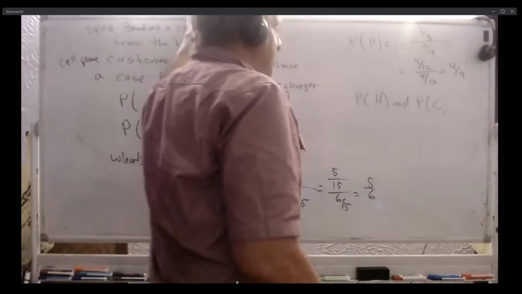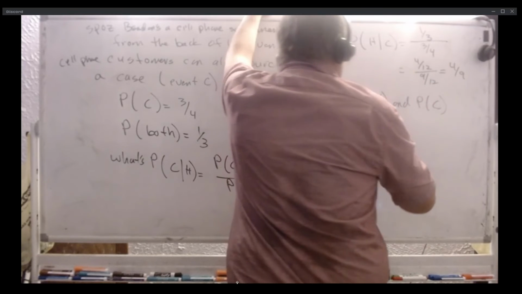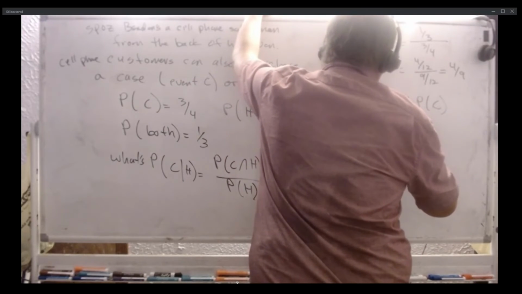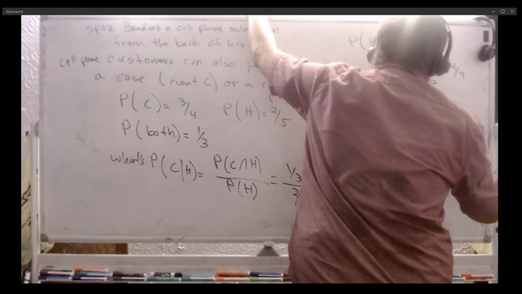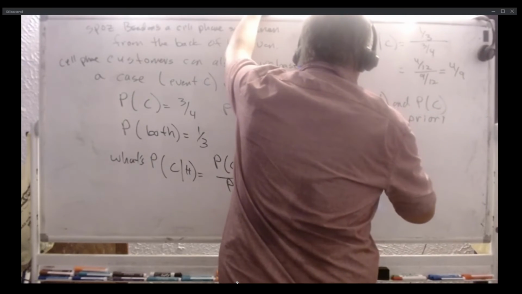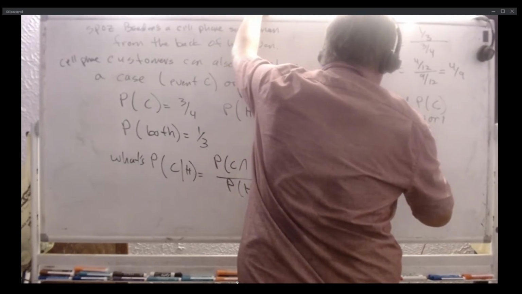Now, there's a name for this. The probability of H and the probability of C are what are called the a priori probabilities. If you're wondering if it's Latin, it is.